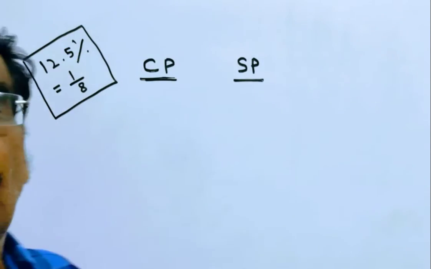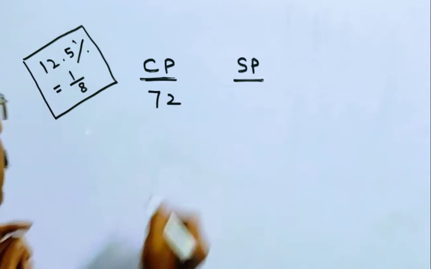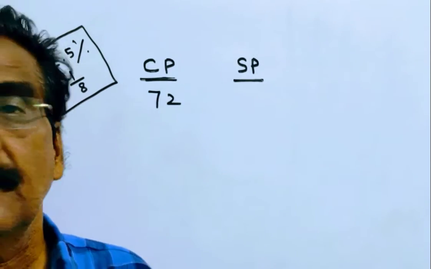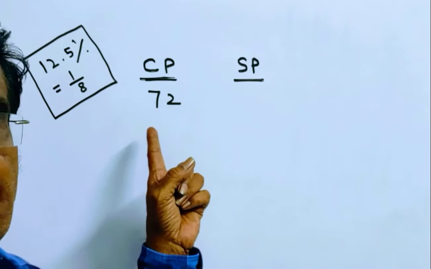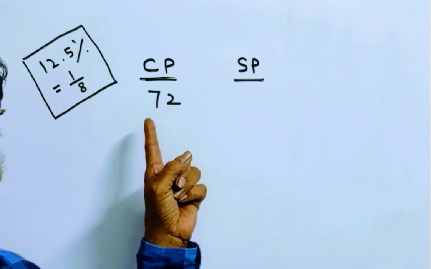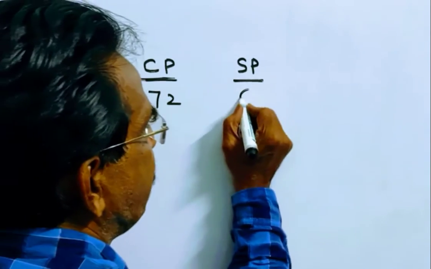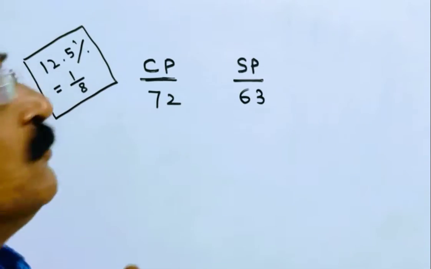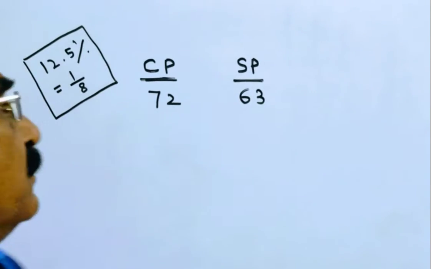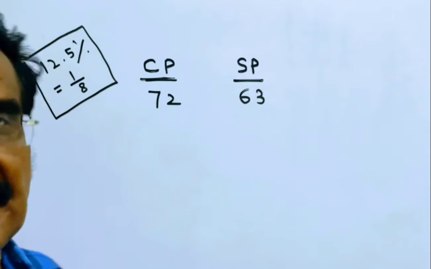Friends, I am taking the cost price as 72, a multiple of 8. Friends, cost price is 72. Then the sold price will be 1 by 8 of 72, 9. 72 minus 9, 63. So, 12.5% loss means if cost price is 72, then the sold price will be 63.